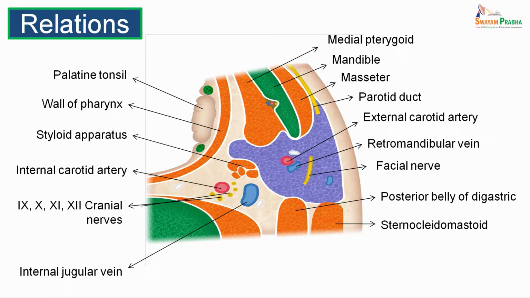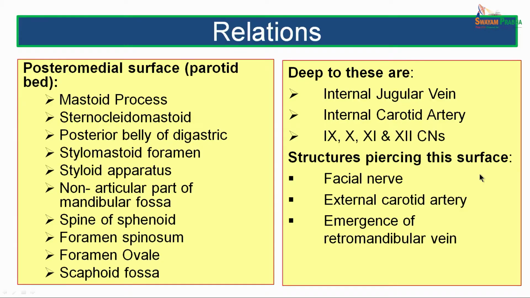This again is a cross section through the parotid gland. What we see here are the 3 surfaces: the superficial or the lateral surface, the anteromedial surface and the posteromedial surface. This is the anterior border, this is the medial border and this would be the posterior border. Relations of the anteromedial surface: the ramus of the mandible with the masseter on the outer side and the medial pterygoid muscle on the inner surface. We now go on to study the relations of the posteromedial surface.